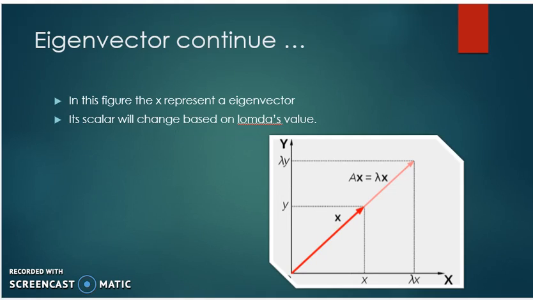Moving forward, an eigenvector example is shown in this figure. Let's see that x represents an eigenvector. A here represents any matrix multiplied by x. The lambda here represents an eigenvalue. It can be any value.